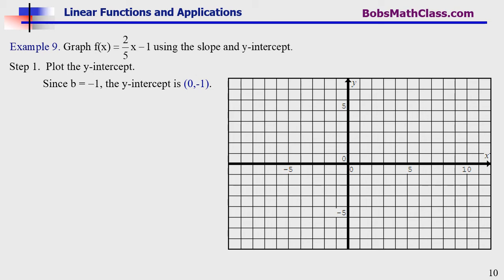Previously we were talking about f of x equals ax plus b. A is the slope and b is the y-intercept. So in this case the y-intercept is -1. So you go to the y-axis, find -1, and plot your point. It's in blue. I don't know if you could see it.